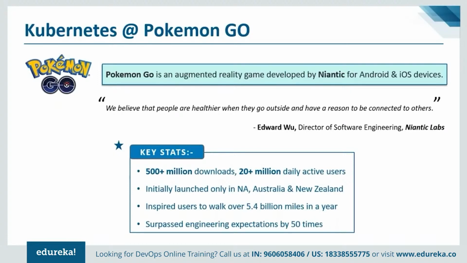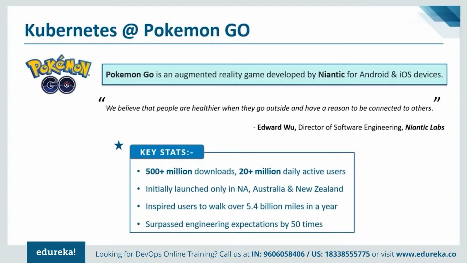My use case is based on the very fact that in spite of launching it only in these three countries, North America, Australia, and New Zealand, they could have had a meltdown, but rather with the help of Kubernetes, they used that same problem as the basis for their success. So that's what happened. Let that be a suspense, and before I get to that, let me just finish this slide. One amazing thing about Pokemon Go is that it has inspired users to walk over 5.4 billion miles in a year. Yes, do the math. 5.4 billion miles in 1 year. That's again a very big number.